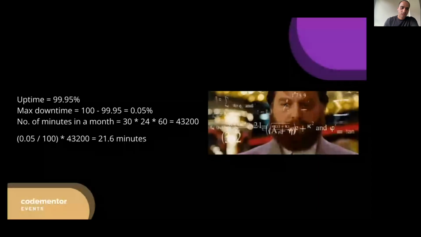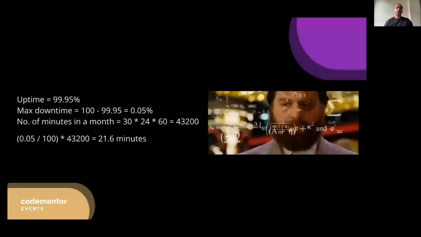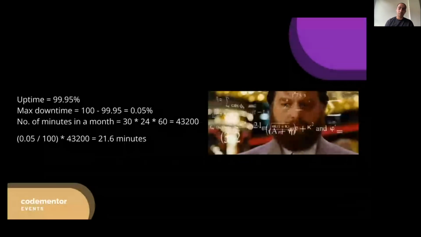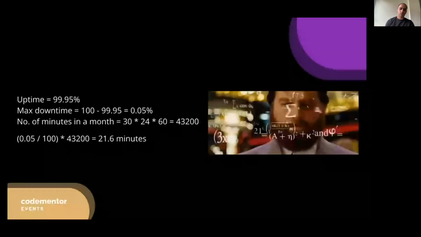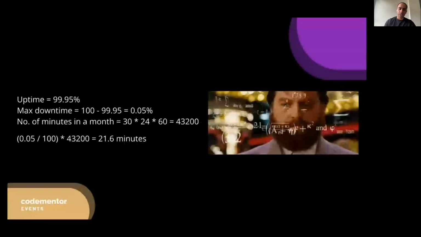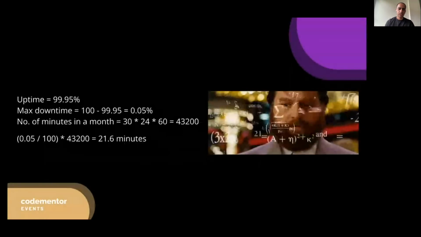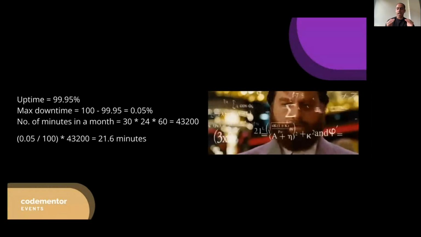Okay, so we have the uptime of 99.95%. The maximum downtime that we can take in a month is 0.05%, right? Now, just a quick calculation. The number of minutes that we have in a month is a total of 43,200, assuming 30 days in a month. And you take 0.05% of that, and that's just 21.6 minutes. So if my service has an uptime SLA of 99.95%, then I can only afford a downtime of 21.6 minutes.